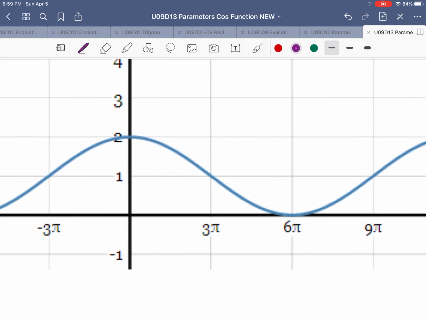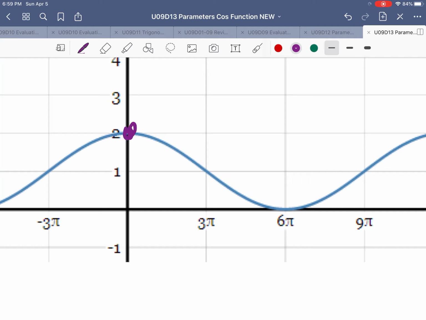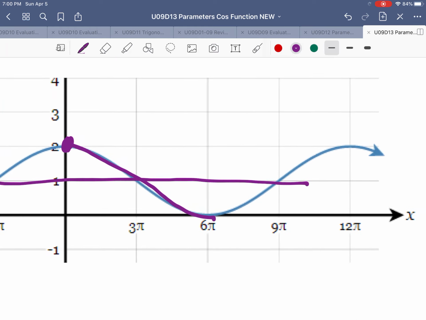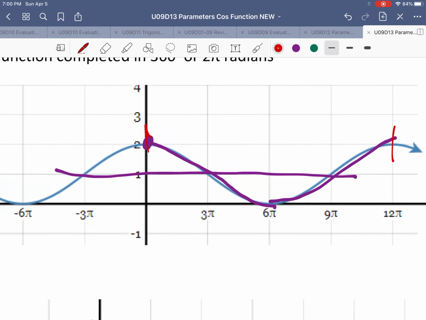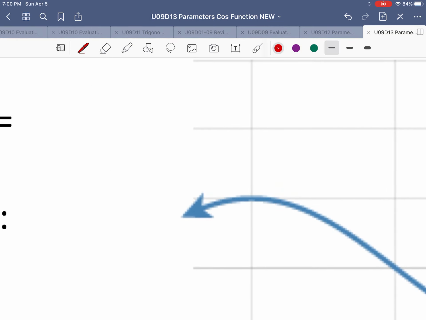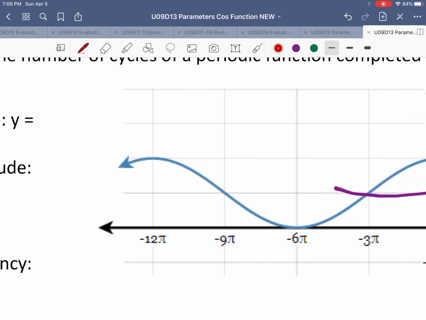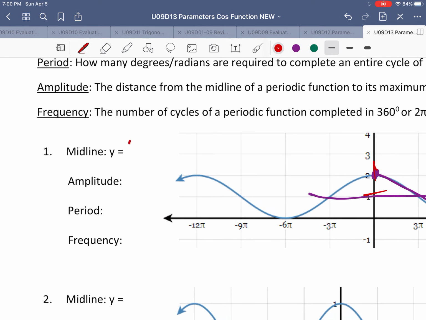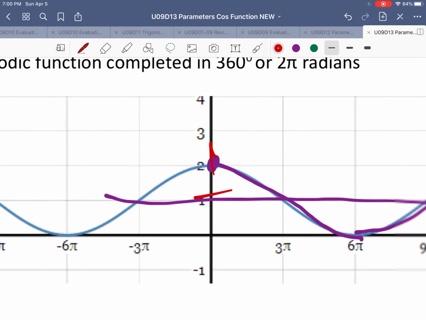So if we look at one of our examples, a cosine curve will start at the top, go through its midline, so the midline is actually here, and then go all the way up to the top again. So this is one period of this graph. So let's take a look at the values here. The midline in this case, as we can see, passes through 1. So y equals 1 is our midline.